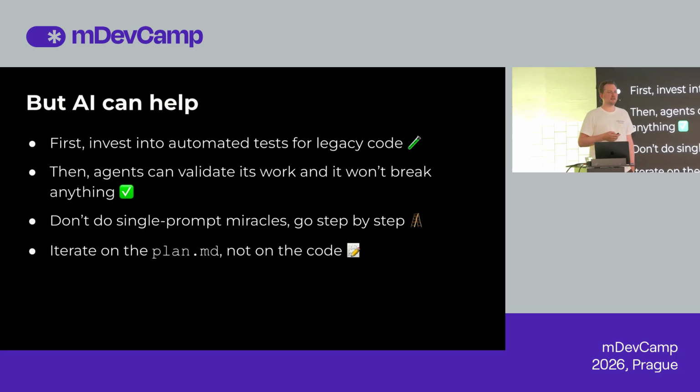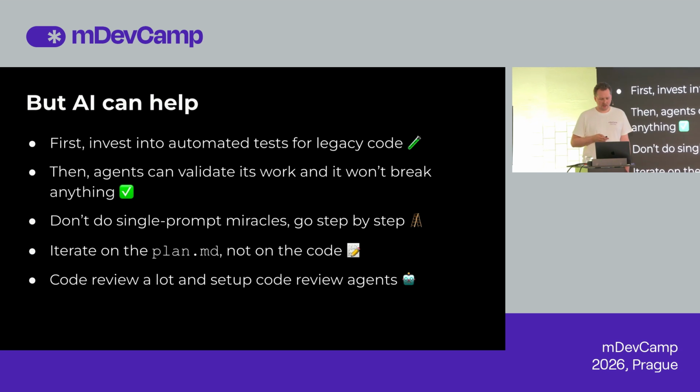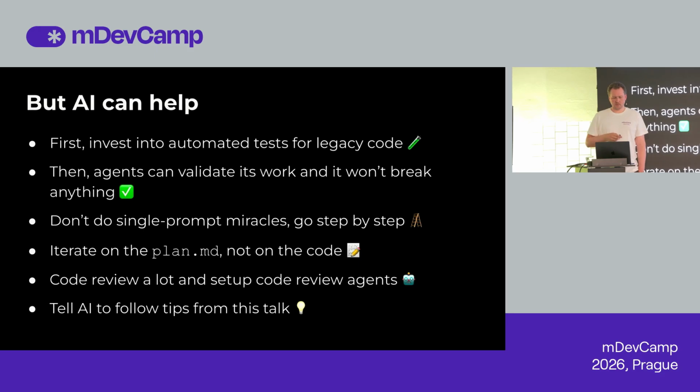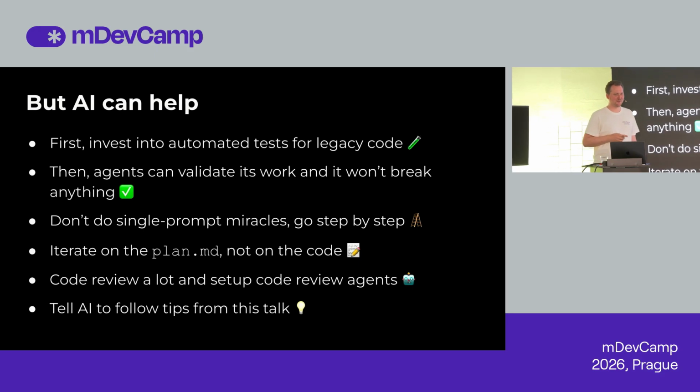Now the agents have this planning mode, which is great. So use it, and iterate on the markdown, not on the code. Do a lot of code review, and set up code review agents. And you can tell your agents to use tips from this talk.